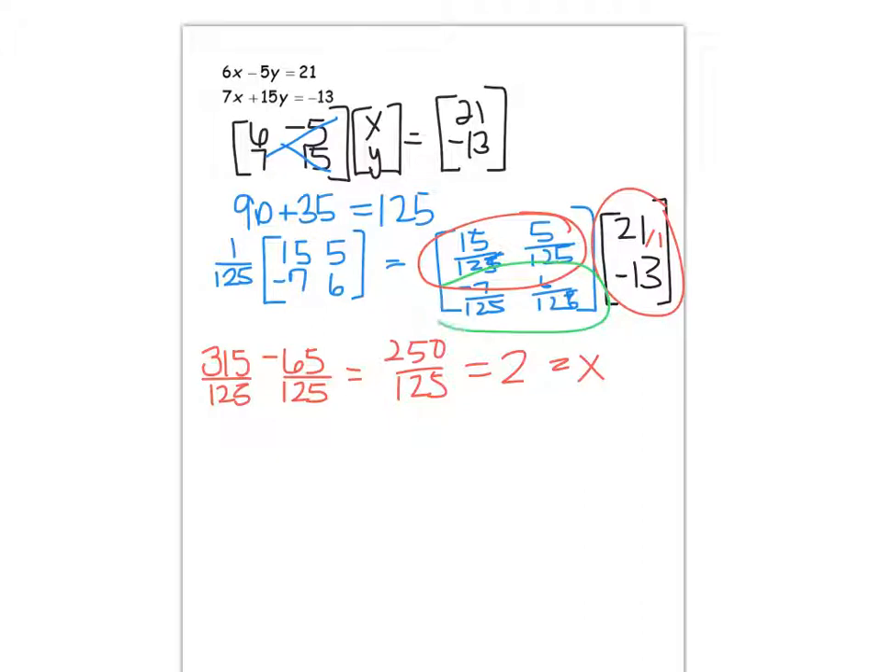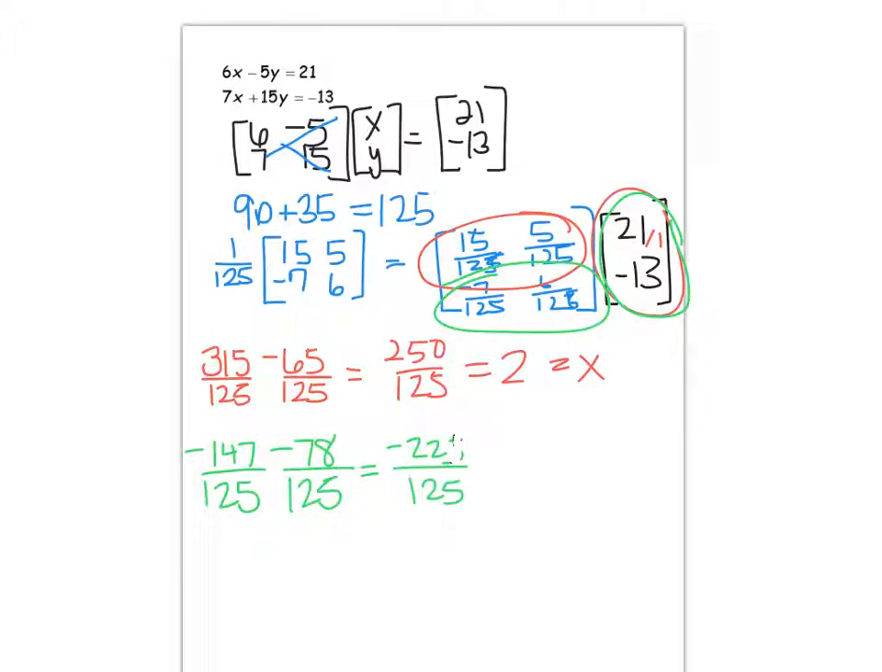All right, bottom number. We have to take the entire row 2 by the entire column 1. So we have to do 7 over 125 times 21 over 1. So we have to do 21 times 7, 147. Ooh, that was negative, I'm sorry. -147 over 125. And then we have to do 6 times 13, second number with second number. So we have -78 over 125. Okay, so that is -225 over 125. And that's not a beautiful thing when we divide, but it's not horrible either. It's -1.8. And that's the number on the bottom, so that's our y.